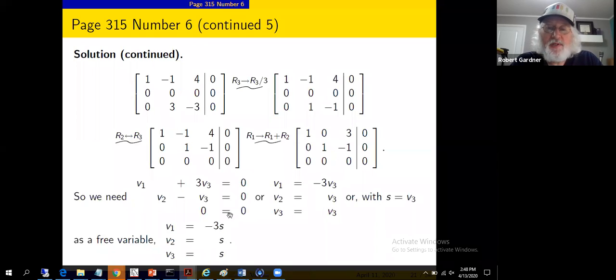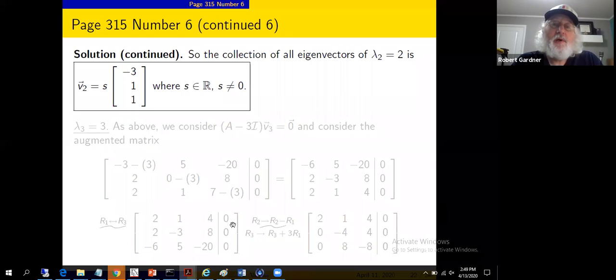Change it back into a system of equations. Solve for V1, V2, V3. Introduce a free variable. Produces this. Next slide, we'll turn that into the form of eigenvectors. So for lambda 2 equals 2, we get eigenvectors of the form scalar multiple of -3, 1, 1. Any scalar except for 0, of course. So pick one. How about we let S be 1? And we'll pick -3, 1, 1 as a specific eigenvector. And that's what we'll use when we create matrix C.